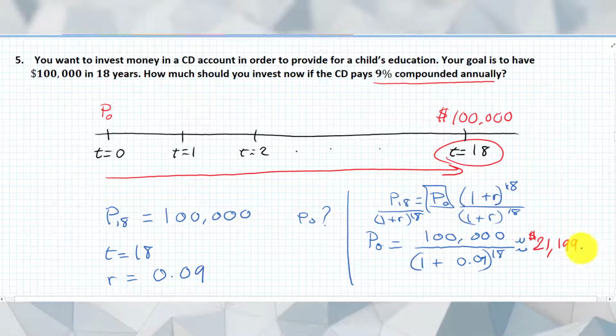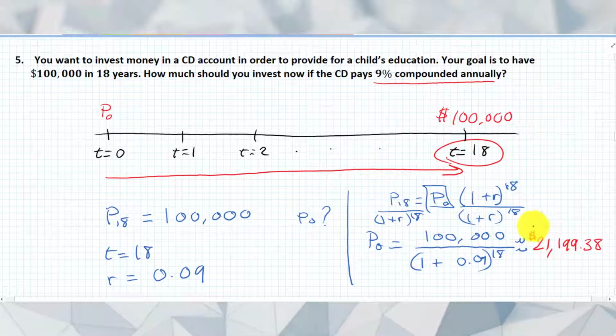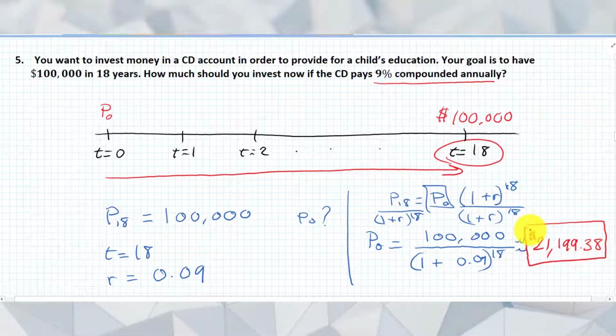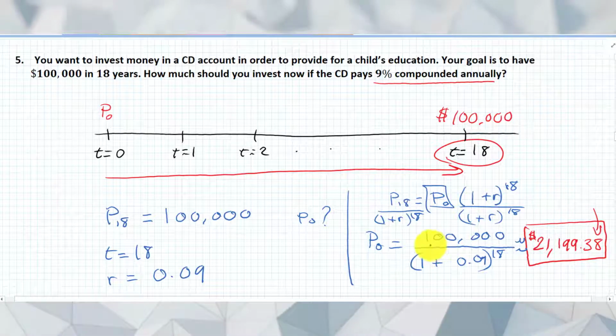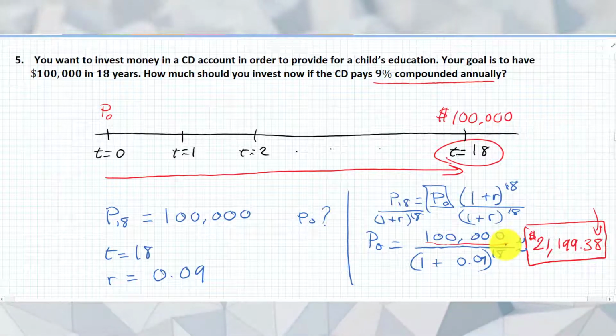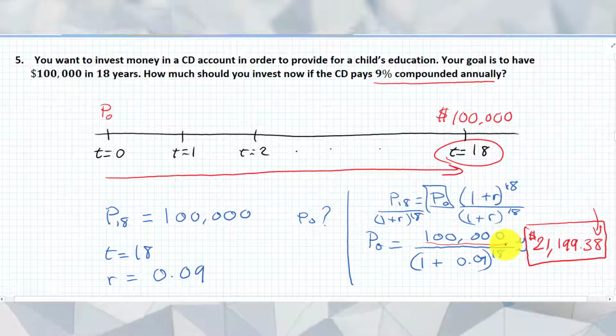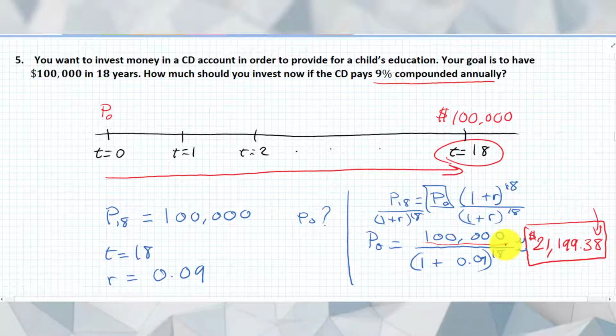$21,199.38. In this model, I always round up because I want to make sure I have $100,000 at the end of 18 years. If I round down, I probably will be a little bit short of $100,000.